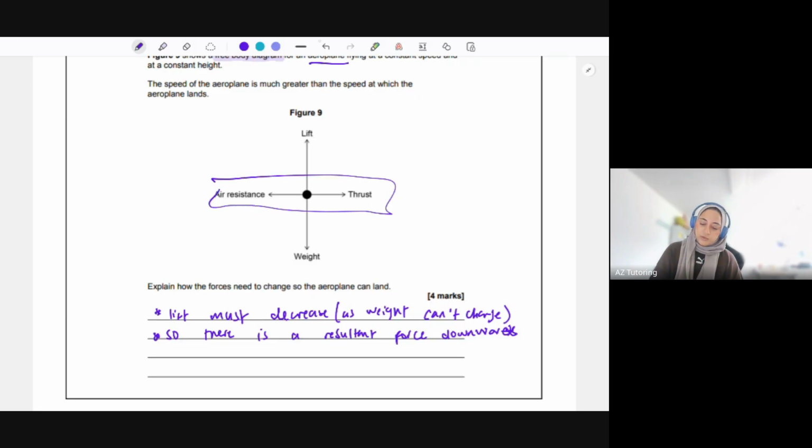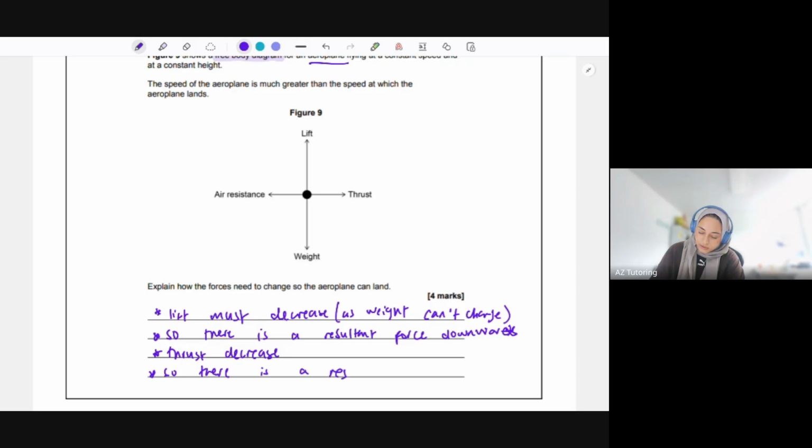So there is a resultant force downwards because you've decreased the lift, so therefore the weight's more down, so it's going to go down. Okay, so we've spoken about that for 2 marks. Now let's speak about these two. Now, we can't change the air resistance because air resistance is something that's just acting upon the plane because the plane's there and it's going through the air. So we can change the thrust. So we can say thrust decreases. So there is a resultant force in the opposite direction.